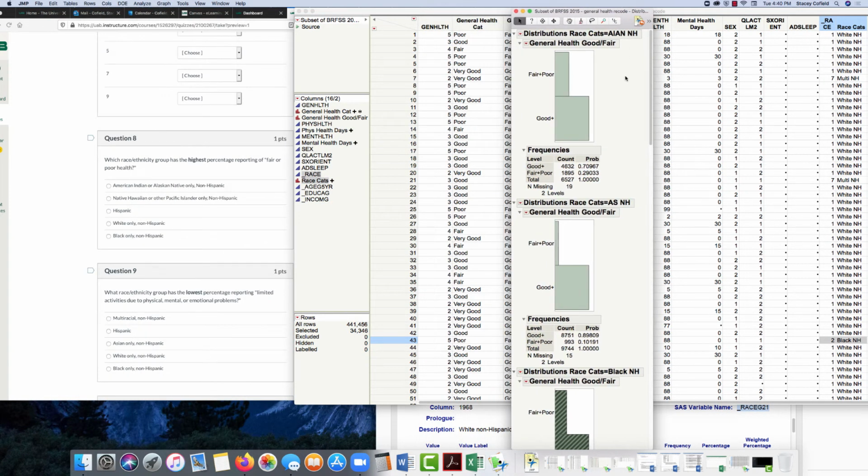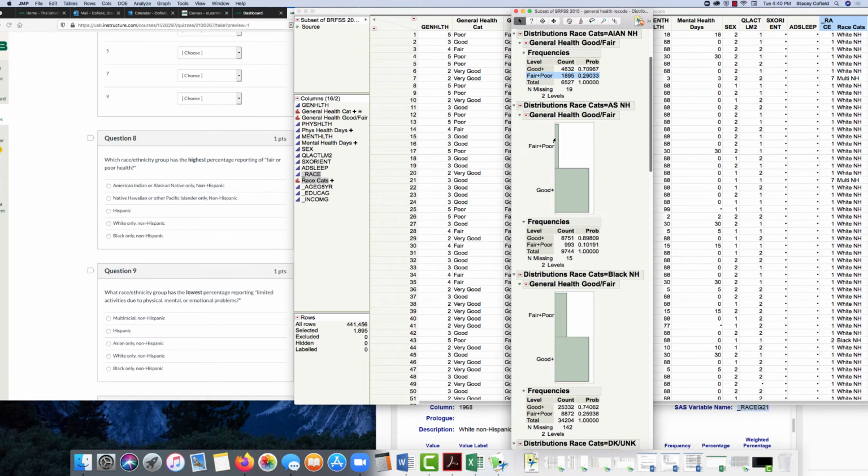And you'll see here in my distributions that I now have for AIAN, so American Indian, Alaska Native, non-Hispanic, my proportion of fair and poor health is 29.0%. So I've got a probability here, which goes from 0 to 1, 0.290. A proportion would be 29.0% is my AIAN. So I can just start myself a list. Right now, this is the one to beat. This is 29% in fair or poor health.